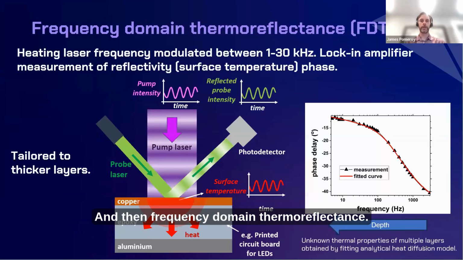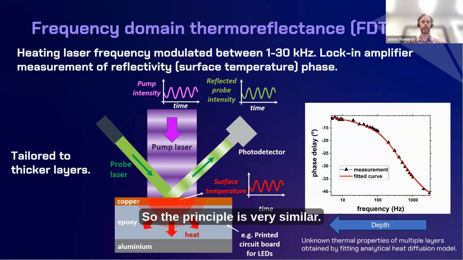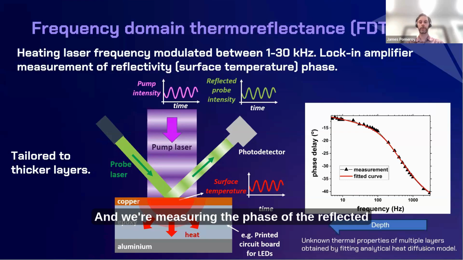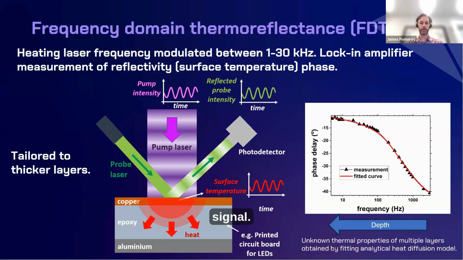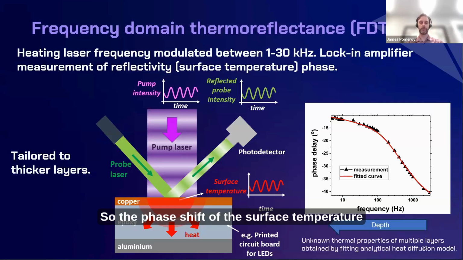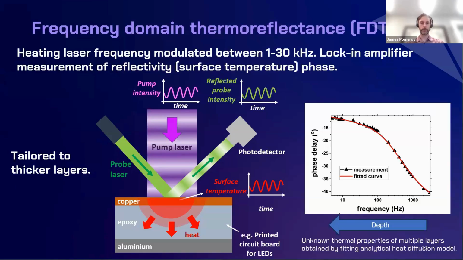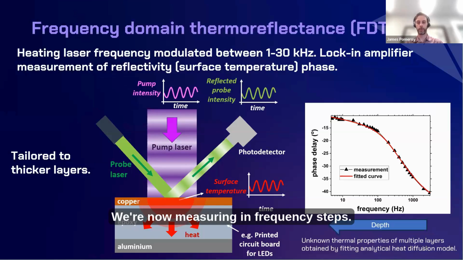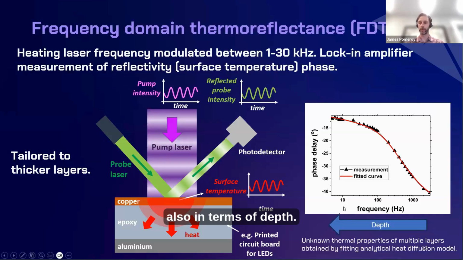And then frequency-domain thermoreflectance. The principle is very similar, but now we're modulating the laser heating at a set frequency, and the probe laser is reflected, and we're measuring the phase of the reflected signal, so the phase shift of the surface temperature change. And again, we're now measuring in frequency steps instead of looking in time, and we can think of frequency also in terms of depth.